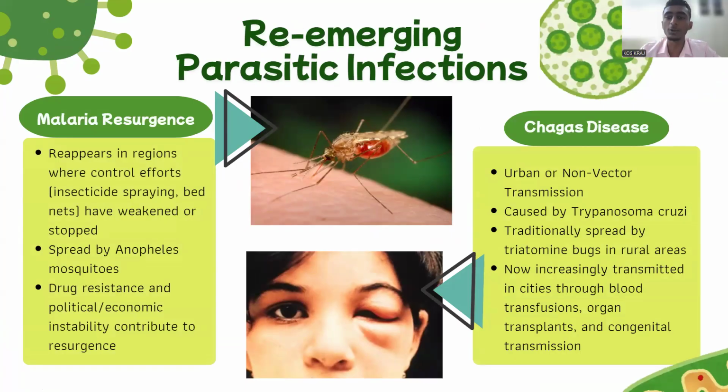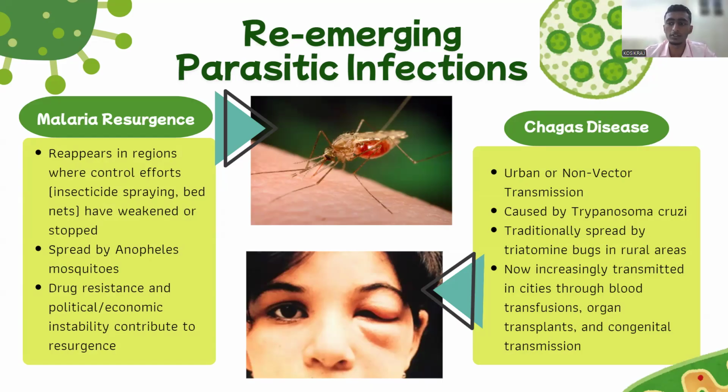So now we will discuss the re-emerging parasitic infections. These re-emerging parasitic infections are diseases that were previously declining in incidence, but are now increasing again. This can happen in areas where control efforts like insecticide spraying, improved sanitation, or access to medication have been weakened or stopped. So the first example is the resurgence of malaria.